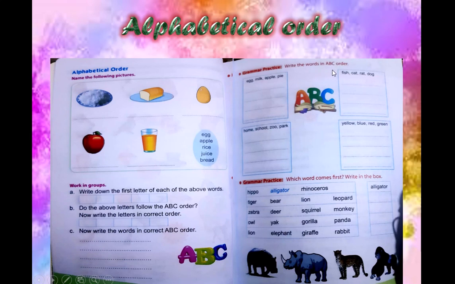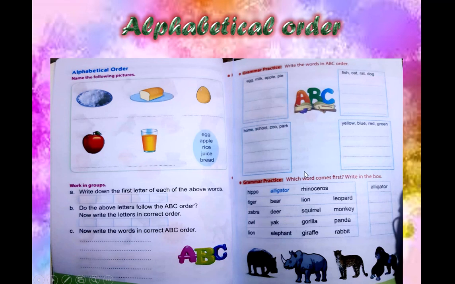and that is called grammar practice, and you have to write the words in ABC order. Here are the words egg, milk, apple and pie, and you have to write in ABC order. Okay, so first you can write apple, then egg, then milk, and then pie. I hope you all can do these exercises without any parents' help. Okay, so you all have to do these exercises.